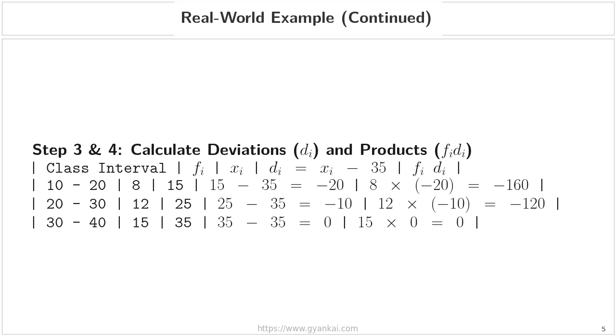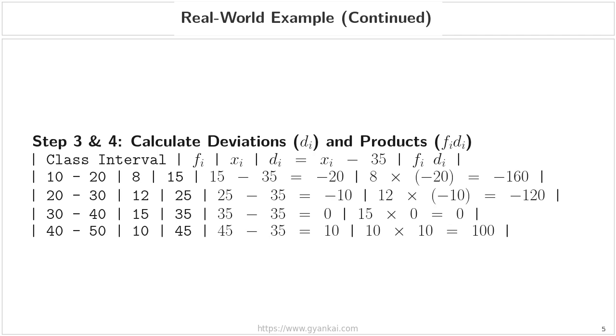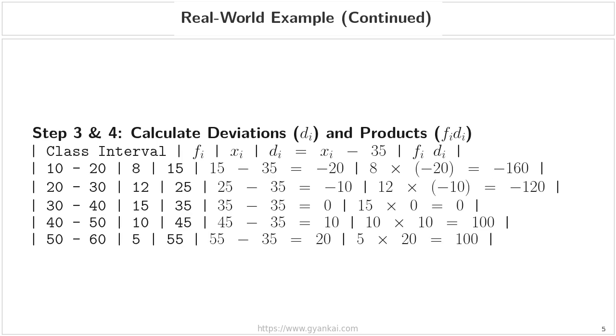For our middle interval, 30 to 40, the class mark is exactly 35. Since we chose 35 as our assumed mean, the deviation here is simply 0. For the third row, 15 times 0 is, of course, 0. Moving down, for the 40 to 50 interval, the class mark is 45, so the deviation is positive 10. For the fourth, 10 times 10 gives us 100. Finally, for the 50 to 60 interval, the class mark is 55, which gives us a deviation of positive 20. And for the final row, 5 times 20 also gives us 100.